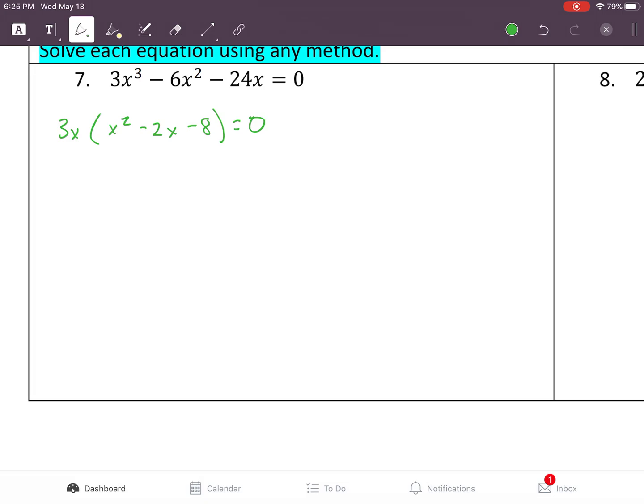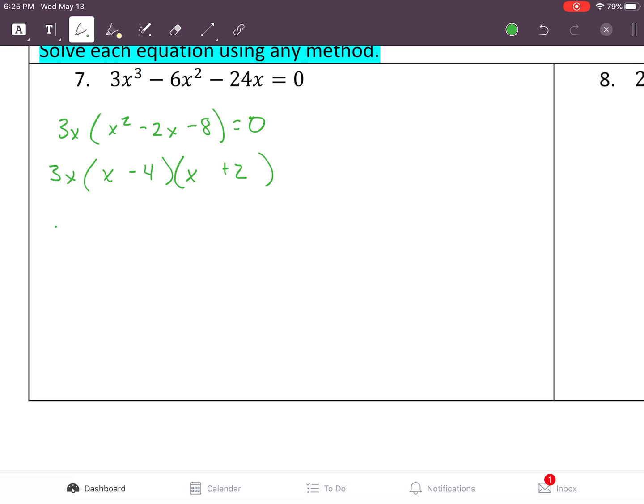Whatever's in the parentheses, we can now factor. So we're going to figure out what two numbers multiply to give you negative 8 and add up to give you negative 2. Those two numbers would be negative 4 and positive 2. Negative 4 times 2 is negative 8. Negative 4 plus 2 is negative 2. The 3x is still in our problem, so we put it out in front.